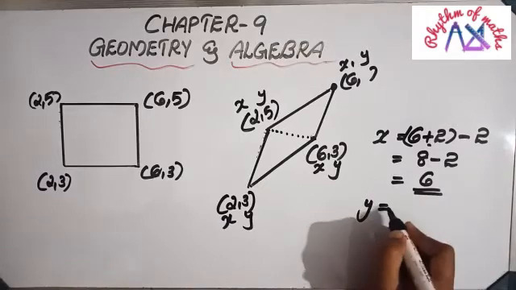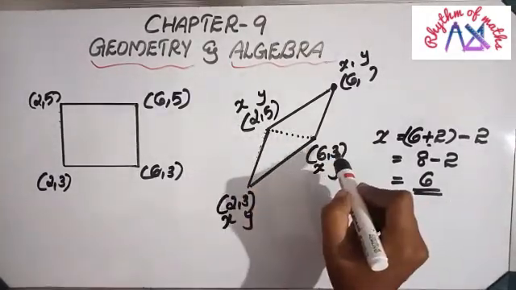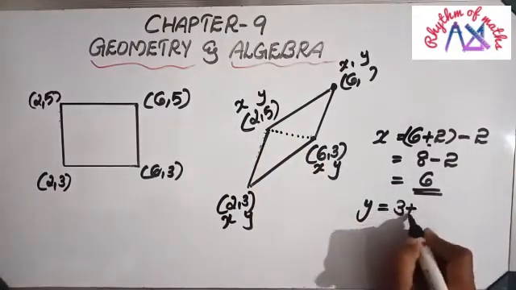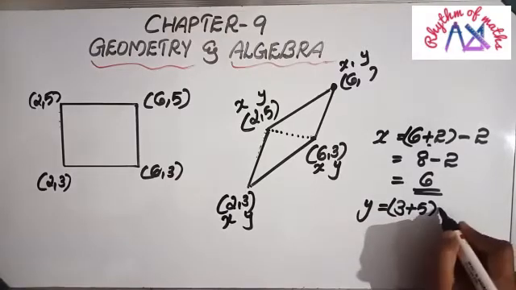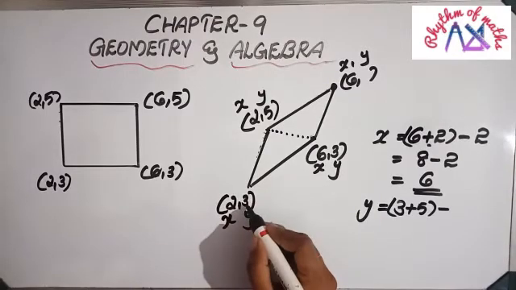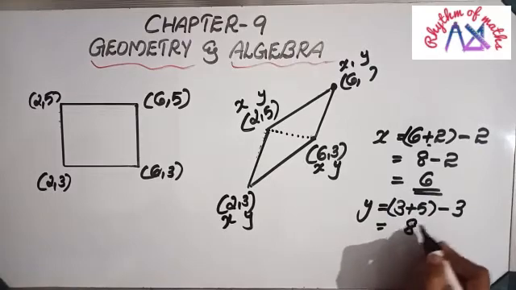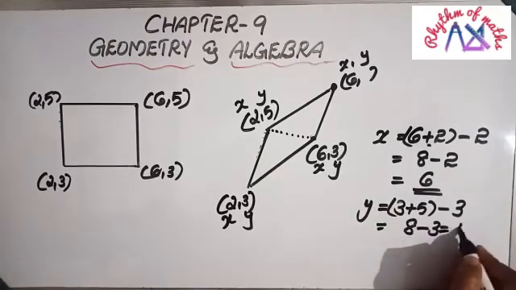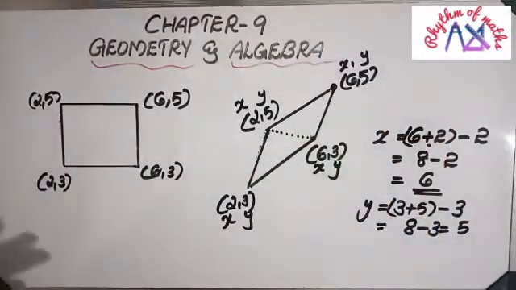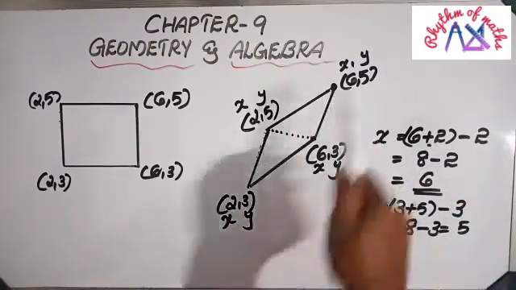Similarly, to find the y coordinate, first add the y coordinates of the diagonal, which are 3 and 5. So 3 plus 5, then minus the y coordinate of the corner, here 3. So 5 plus 3 is 8, 8 minus 3 is 5. So 6, 5 is the x and y coordinate of this point. This is an easy method to find the coordinate.